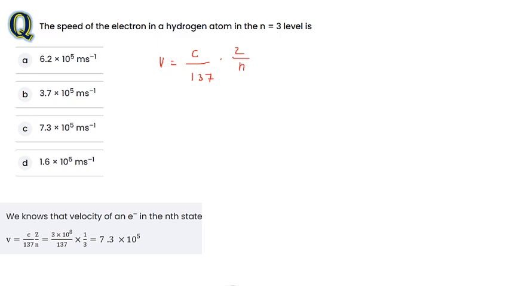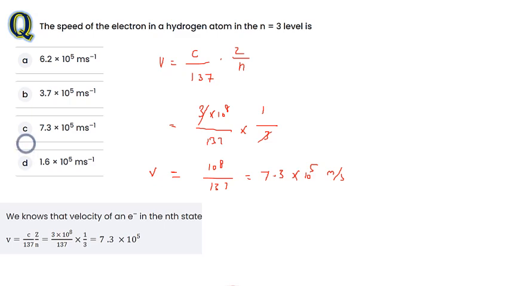Here Z is the atomic number of the hydrogen atom, that is 1, and n equal to 3, as already mentioned. c is the velocity of light, 3 into 10 to the power 8 meter per second, divided by 137 into Z, which is 1, divided by 3. This 3 will be cancelled, leaving 10 to the power 8 divided by 137. You simplify this. So what you have here is 7.3 into 10 to the power 5 meter per second. That is the velocity of the electron at the third orbit. So this is the answer in this case.